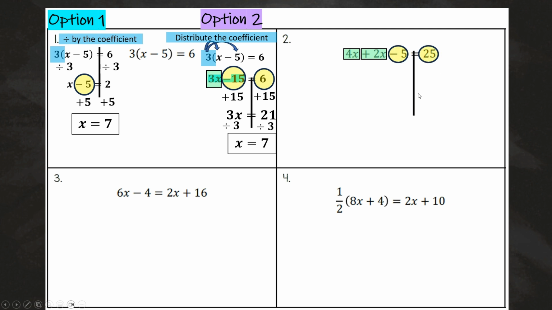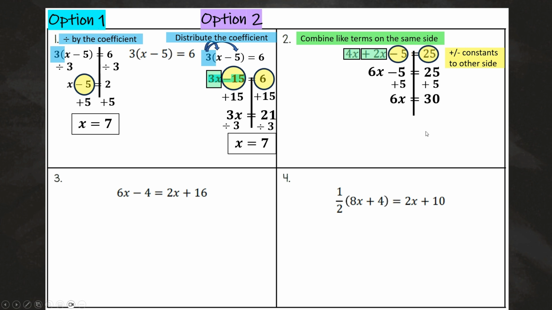I put the line here from my equal sign to indicate that there is a wall, that there is a separation between this side of the equal sign and this side, because I cannot combine terms across the equal sign. So first I'm going to combine like terms. 4x plus 2x is 6x. Then I still have the negative 5 is equal to 25. Now I need to move my constant negative 5 over here. So in order to do that, I'm going to add 5 to both sides so that this becomes 0 and 25 will then become 30.